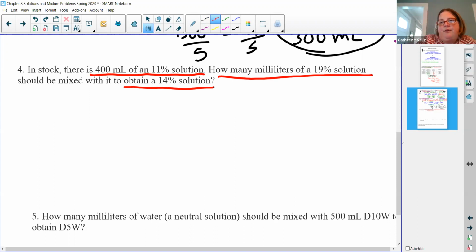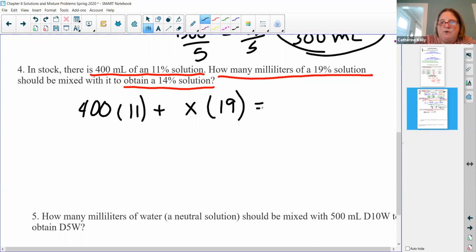So now I know that there's three things, and it says in stock there are 400 milliliters, so I know that's not the total of 11% solution. How many milliliters, so I don't know, how many milliliters of a 19% solution would I mix to obtain, which means to equal a 14% solution.